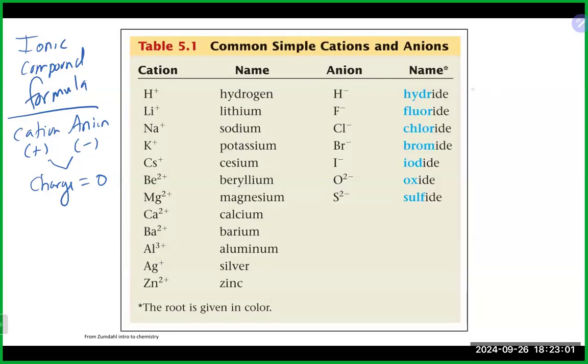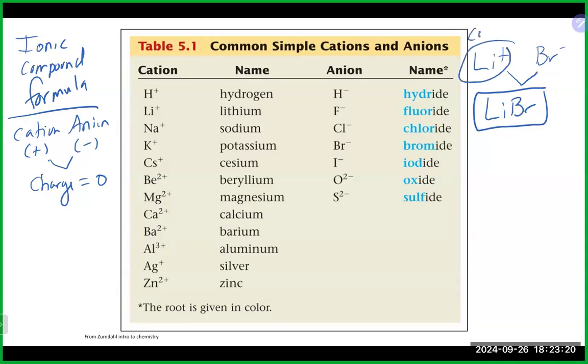That is why, again, if we took a lithium ion and we took a bromide ion, that is -1 and +1, we just need one of each of those. And this would be the correct formula for lithium bromide. It has no charge, but it is made up of a cation that has a charge and an anion that also has a charge.